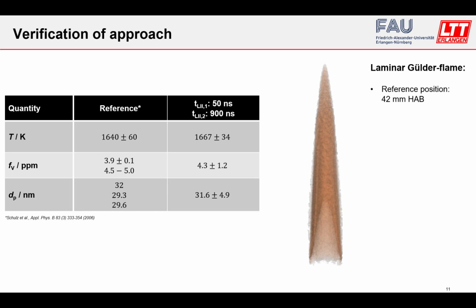And in the third column, you see our values. We get our values by placing a sphere with a diameter of 1 millimeter in the center at 42 millimeters height above the burner and calculating a mean value of those voxels inside, and also an uncertainty by computing the standard deviation of those voxels inside. And if you compare our values to the reference, you see that they match really well.